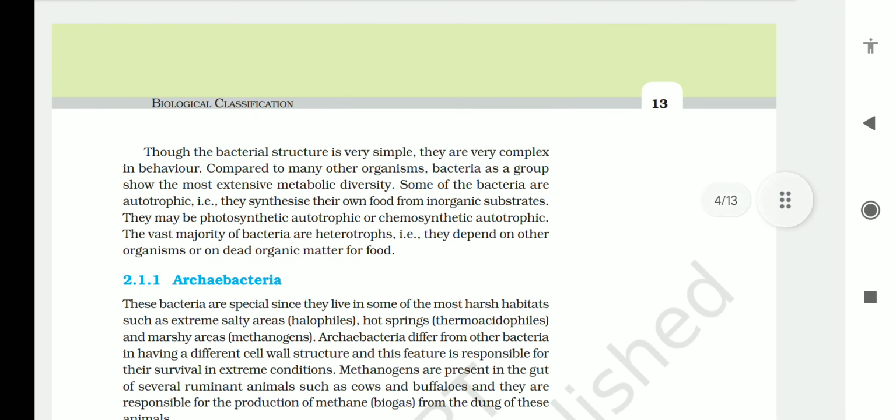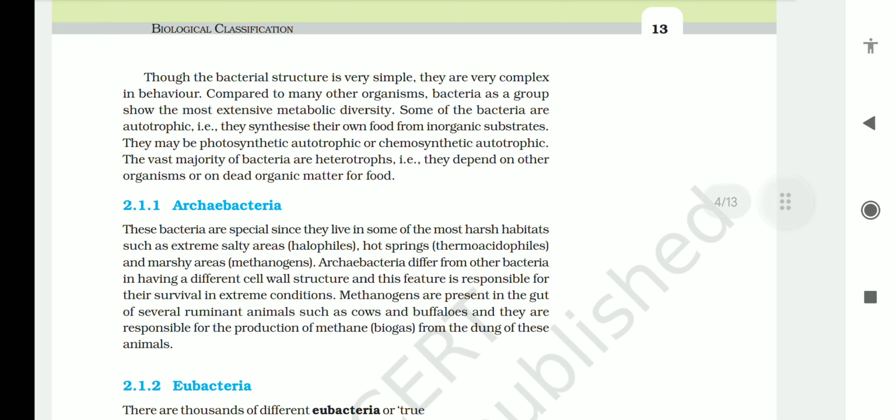Though the bacterial structure is very simple, they are very complex in behavior compared to many other organisms. Bacteria as a group show the most extensive metabolic diversity. Some of the bacteria are autotrophic, that is, they synthesize their own food from inorganic substrates. They may be photosynthetic autotrophic or chemosynthetic autotrophic. The vast majority of bacteria are heterotrophs, that is, they depend on other organisms or on dead organic matter for food.